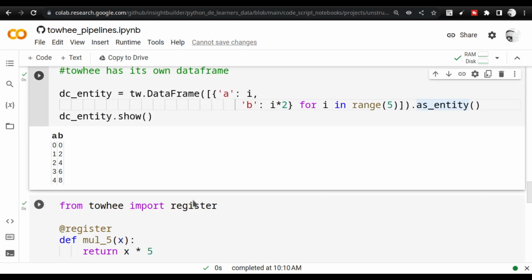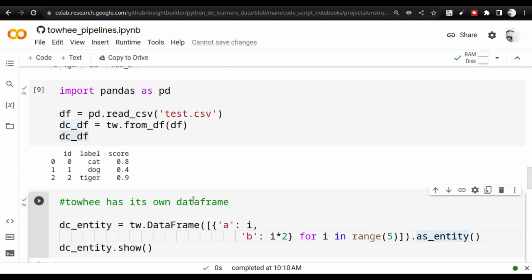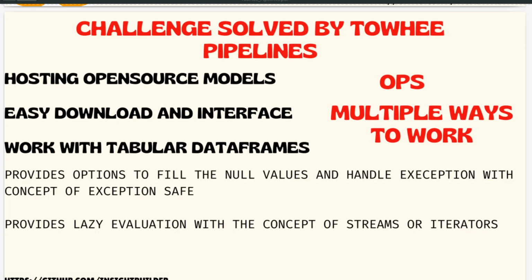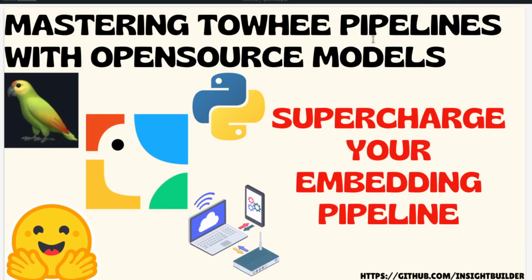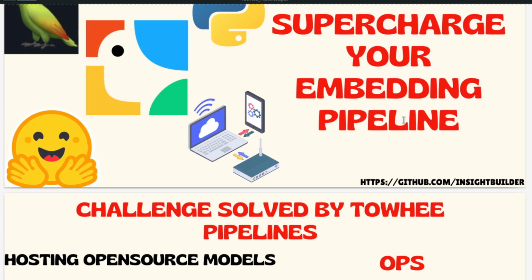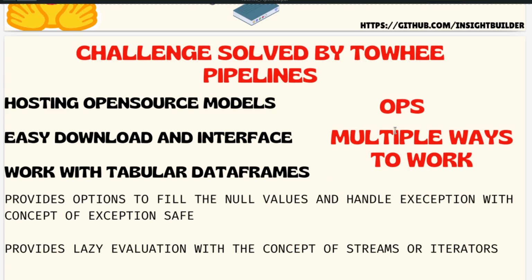So Towhee is not just a library that, let me go back to the presentation. It's not just a library that interfaces with the open source models. It can actually supercharge your embedding pipeline because it can work with tabular data. So you take the embedding, you put it inside the tabular data, you convert the tabular data into CSV. You can do whatever you want, right? So if you have the vector stores inside your Pandas data frame, then think about the power you have. So you can do a lot of activity in a Pandas data frame, right?